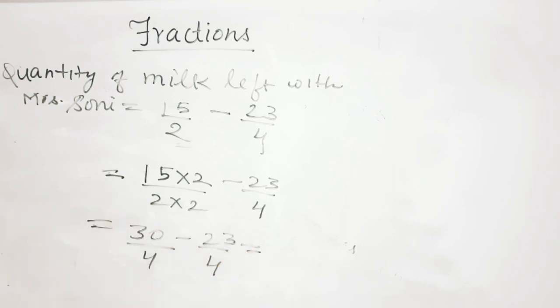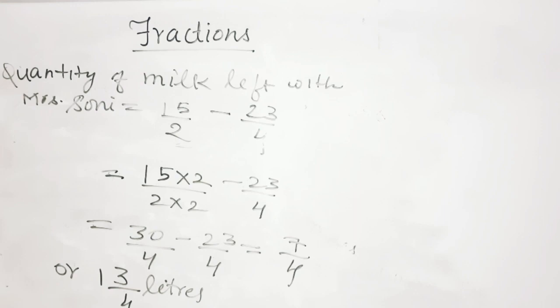Since the denominators are same, we will retain the same denominator. So the final answer is 7 upon 4, which can be written as 1 whole 3 upon 4 liters. So this is the quantity of milk which is left with Mrs. Soni. Okay, students. Now the next question, that is question number 27.